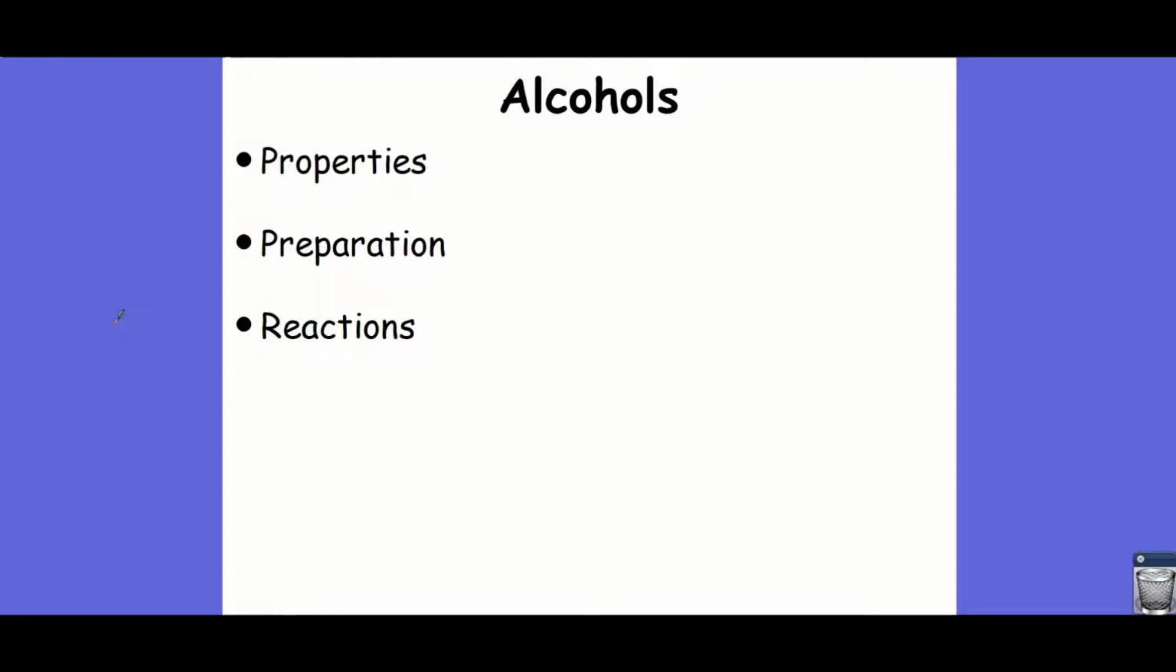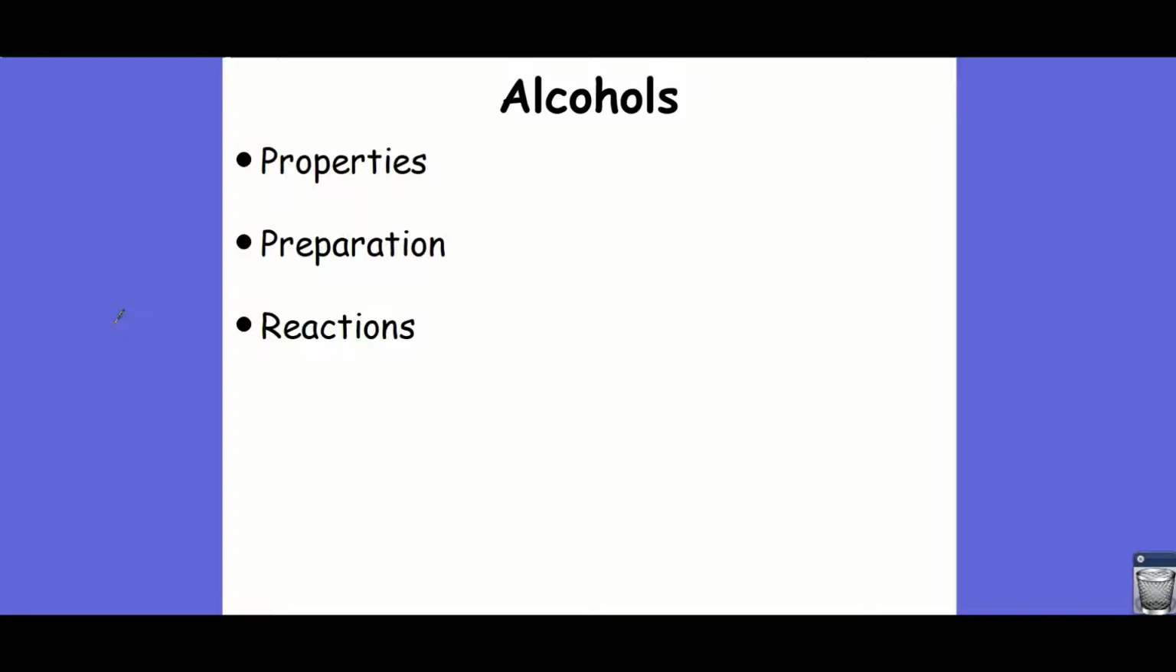This week and for the next couple of weeks, we're going to look at different families of organic compounds, and we're going to concentrate on alcohols and ethers this week, which are two fairly closely related groups of organic compounds. We're going to think about their properties, why they behave the way they behave, and why they're so useful. We're going to think about the preparation of them, so how we make them. And we're going to think about the different reactions that they can be involved in.